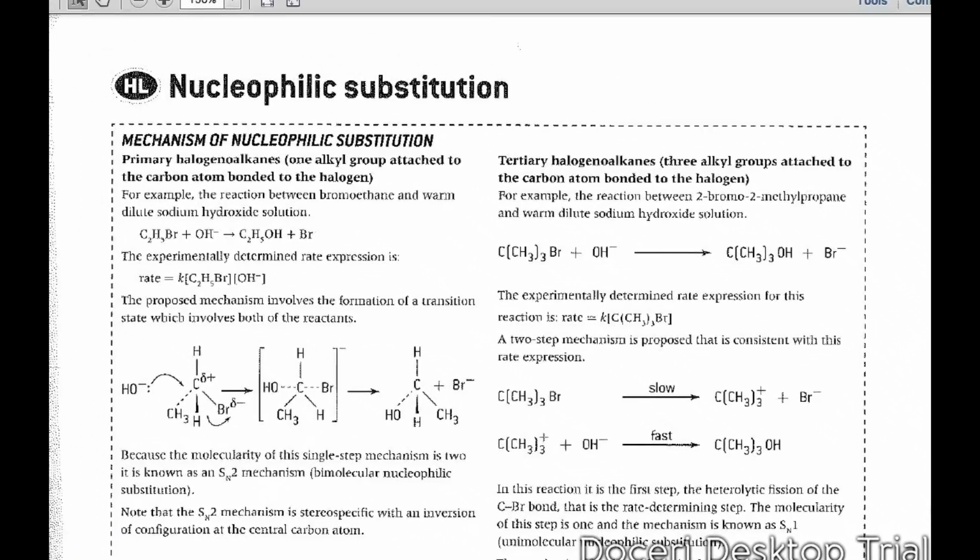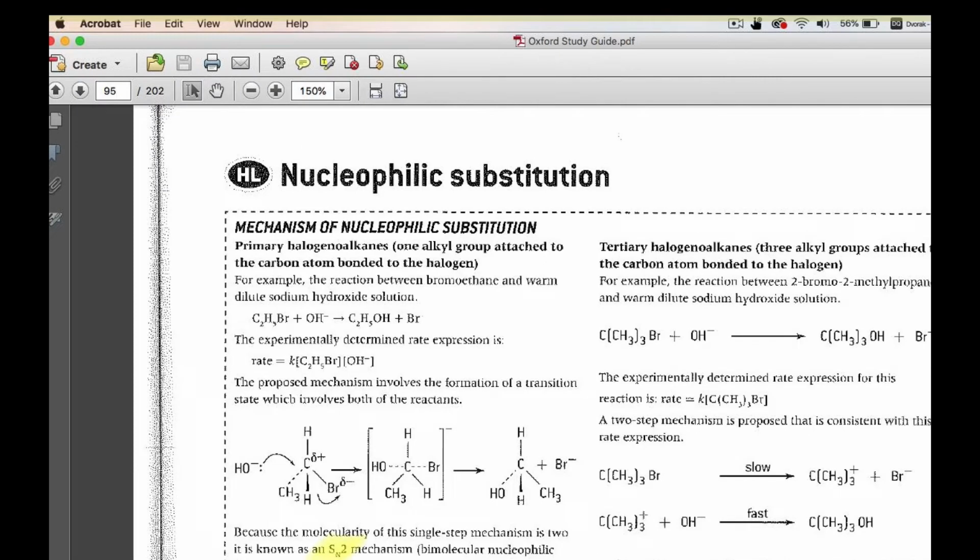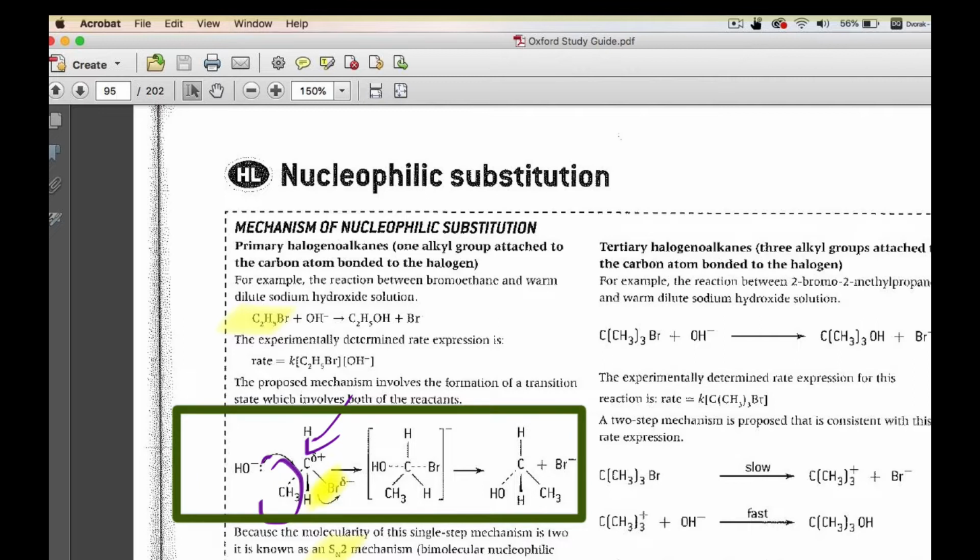This here is the SN2 mechanism, and this is for a primary halogen alkane. We see this is a primary halogen alkane because you notice the bromine is attached to a carbon which has only one R group. So this carbon has only one R group attached to it, and so it's primary. Now if we look at this mechanism, it occurs in one step only.